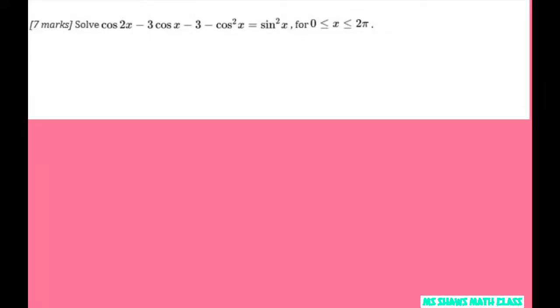Hi everyone, we're going to solve cosine 2x minus 3 cosine x minus 3 minus cosine squared of x equals sine squared of x. Now I'm going to do some substitution. Sometimes we think we're going to use sine, but I want everything in terms of cosine because we have this singular cosine here. So we want this one and this one, and we're going to rewrite them.